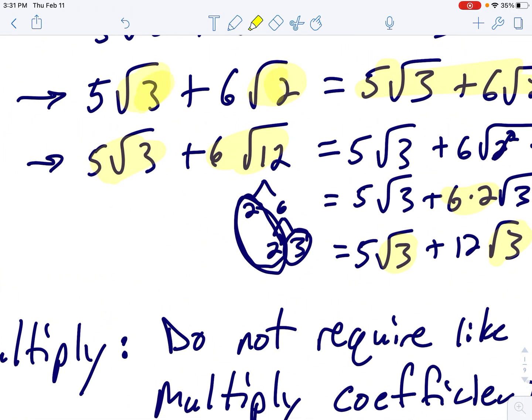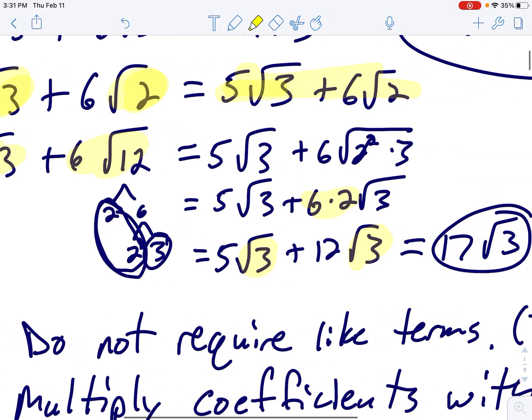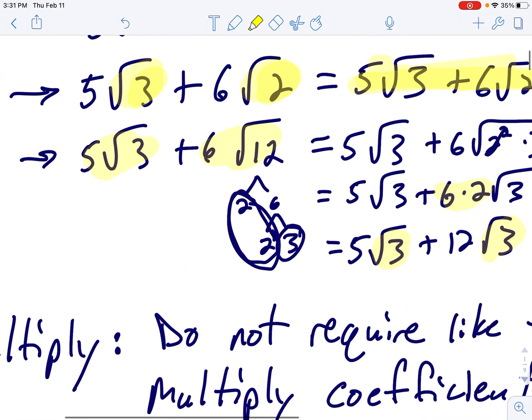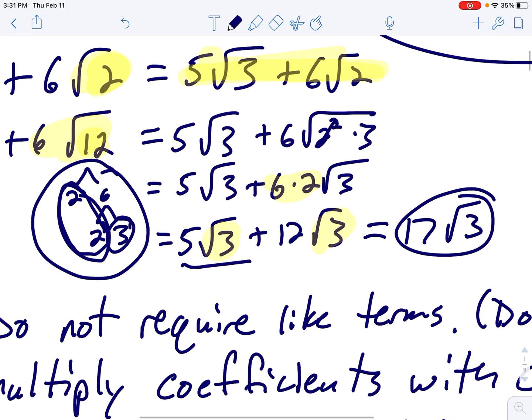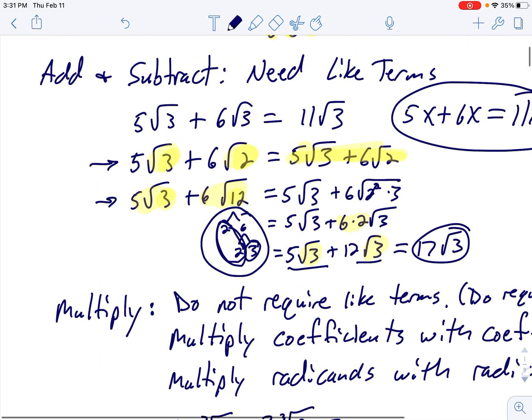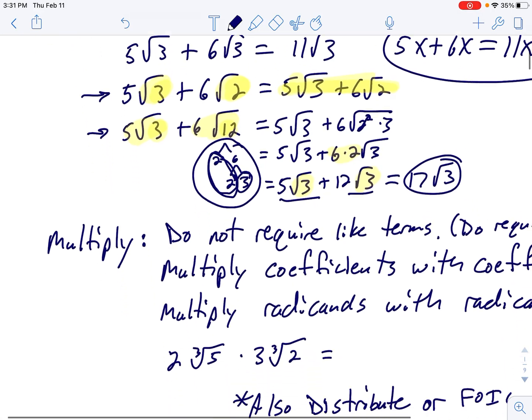Sometimes you start off with unlike terms and you can't do anything with them. Other times you start off with unlike terms and it turns out you can simplify one of them and sort of force them to become like terms. So that's going to be a bit of the challenge in this particular assignment.